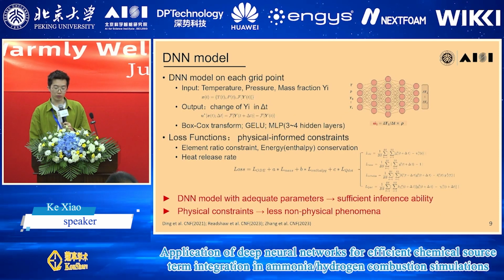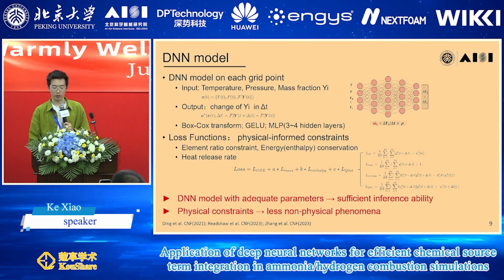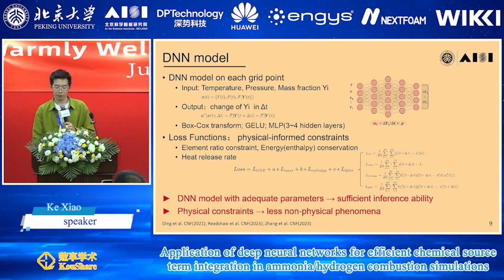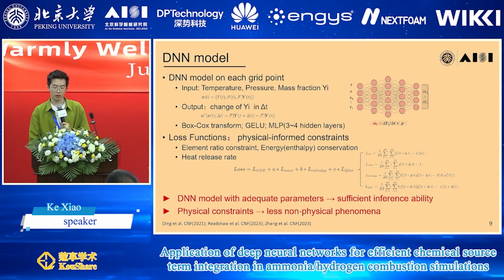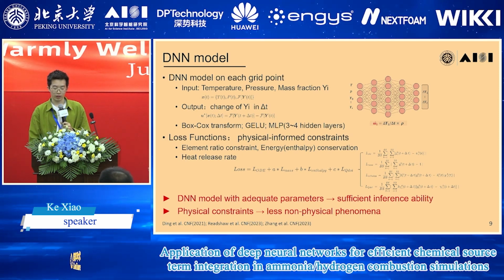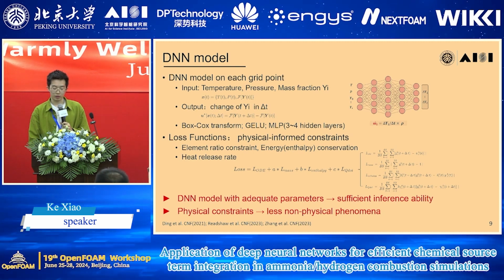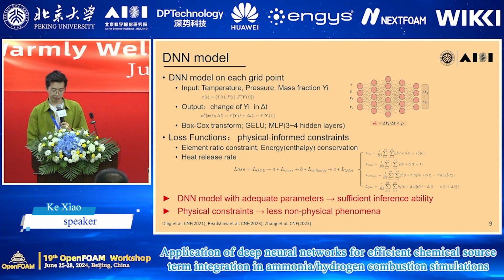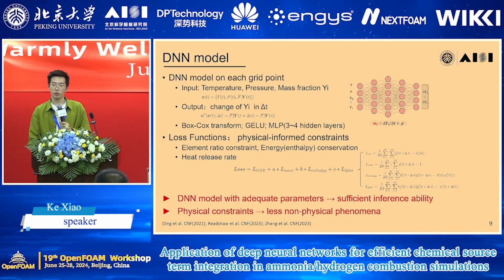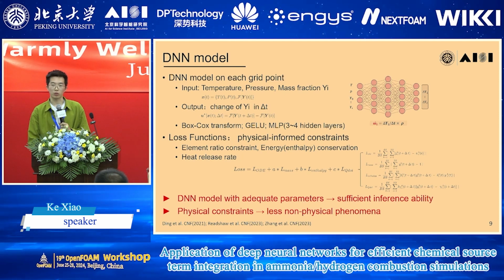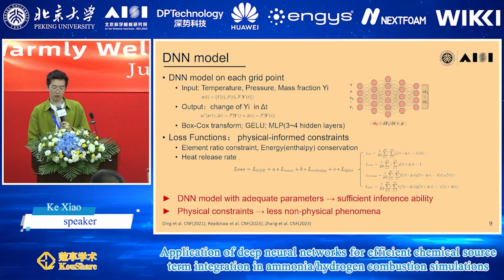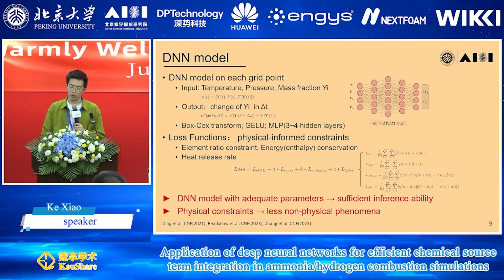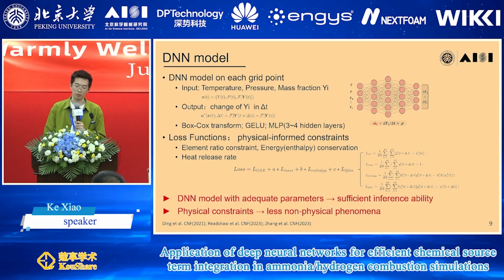Our DNN models receive inputs of temperature, pressure, and species mass fractions pre-processed using the Box-Cox transformation. We use a GELU activation function and a multilayer perceptron with 3 to 4 hidden layers to get outputs as changes in species concentrations over time. The model incorporates physical constraints such as element ratio and enthalpy conservation to ensure realistic predictions. This approach, as demonstrated by Ding et al. and others, enhances the model's inference ability while minimizing non-physical phenomena.